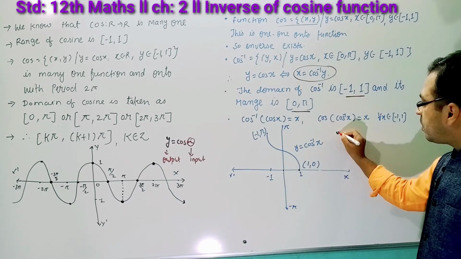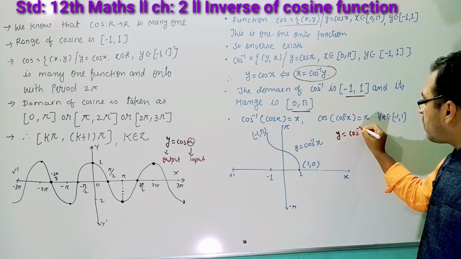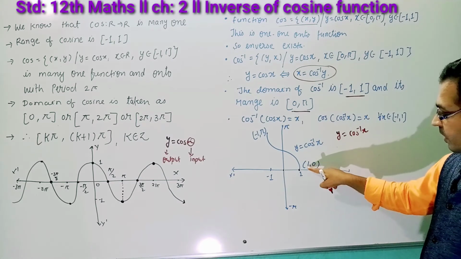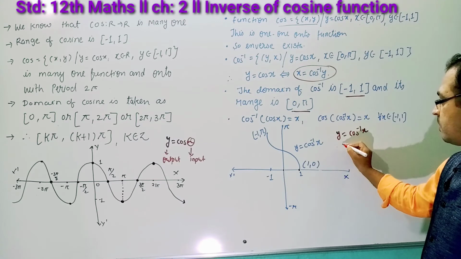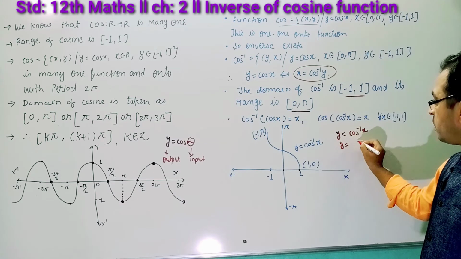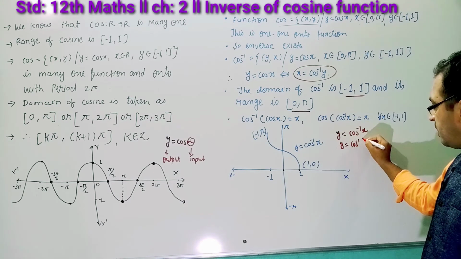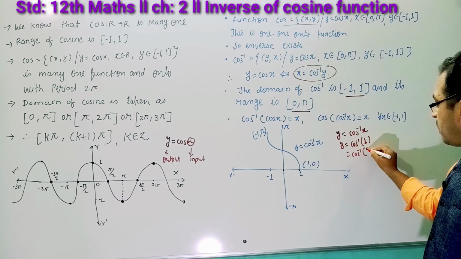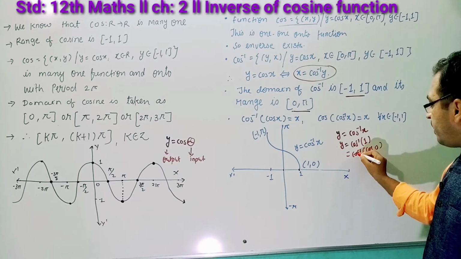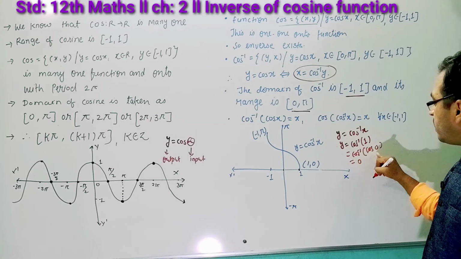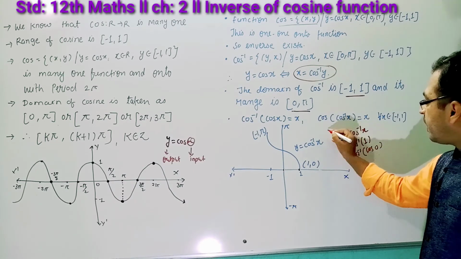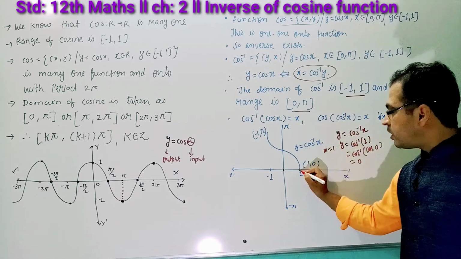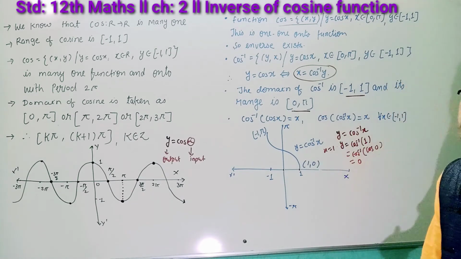According to this, y is equal to cos inverse x. If you put x is equal to 1, y is equal to cos inverse 1. So cos inverse cos 0, cos will be cancelled out, what is our output? 0. Means if you put x is equal to 1, y is 0. So this point is 1 and 0.